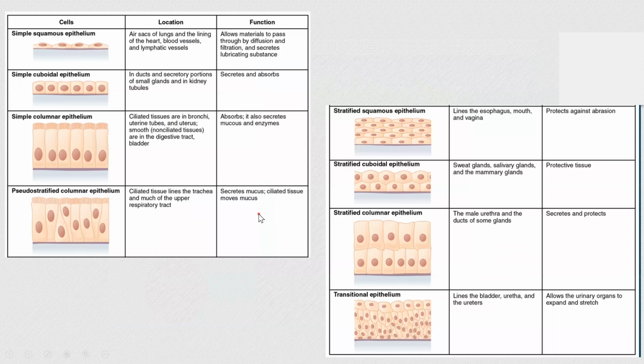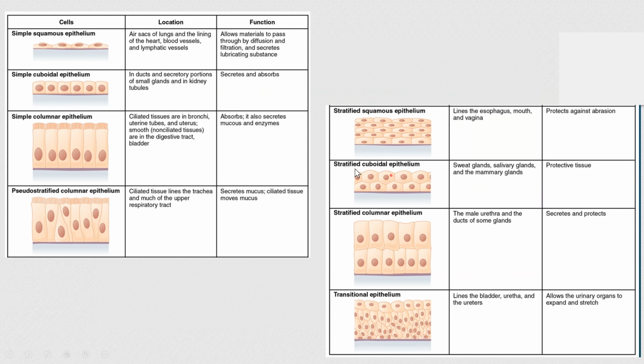Okay, so now here we have pretty much the summary of the epithelial tissue. Simple squamous, simple cuboidal, simple columnar, pseudostratified columnar, stratified squamous, stratified cuboidal, and stratified columnar, which we didn't cover. We will talk about it right now, just very briefly. But this is our transitional epithelium, and it lines the bladder, urethra, and the ureters.